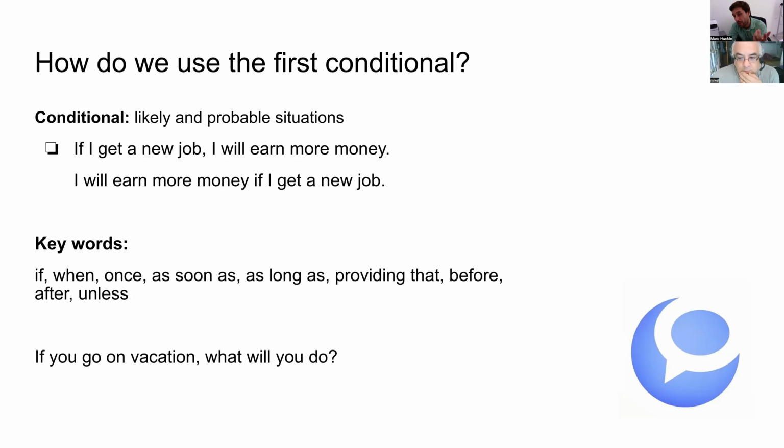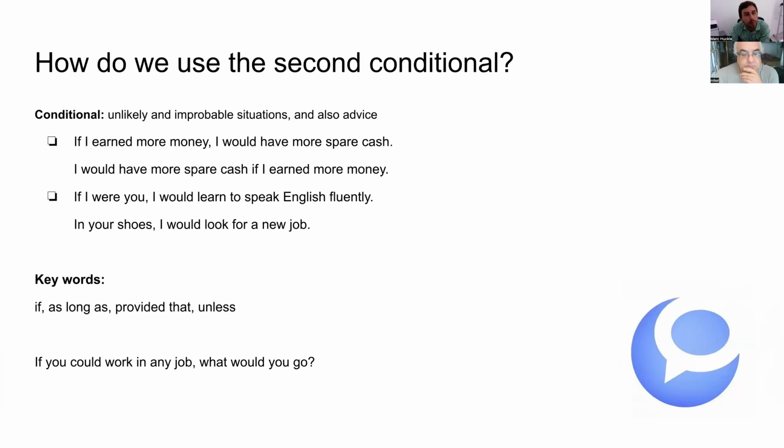So if we can answer with a likely situation, we can also use it to give examples. When I go on holiday, I do many things. For example, if I go to the beach, I will sunbathe. However, if I go to the mountains, I will ski and I will go hiking, for example. So you can use it to give examples. Good. Now, if we want to talk about an unlikely or improbable situation, we use the second conditional.